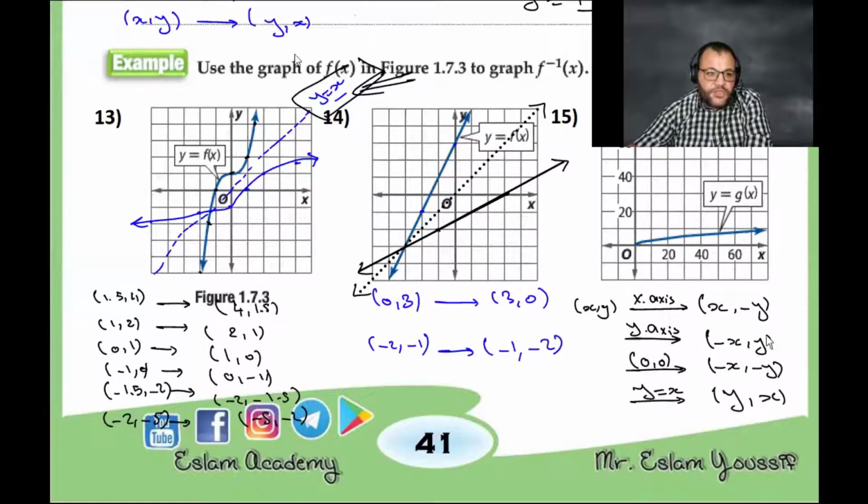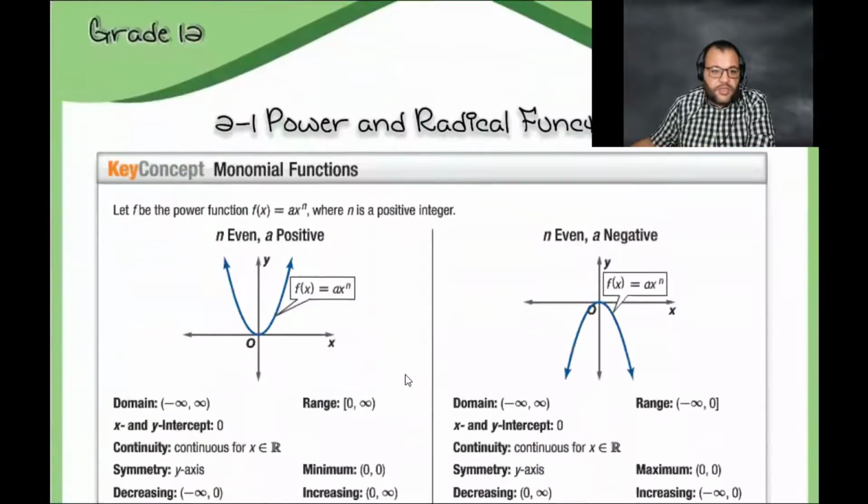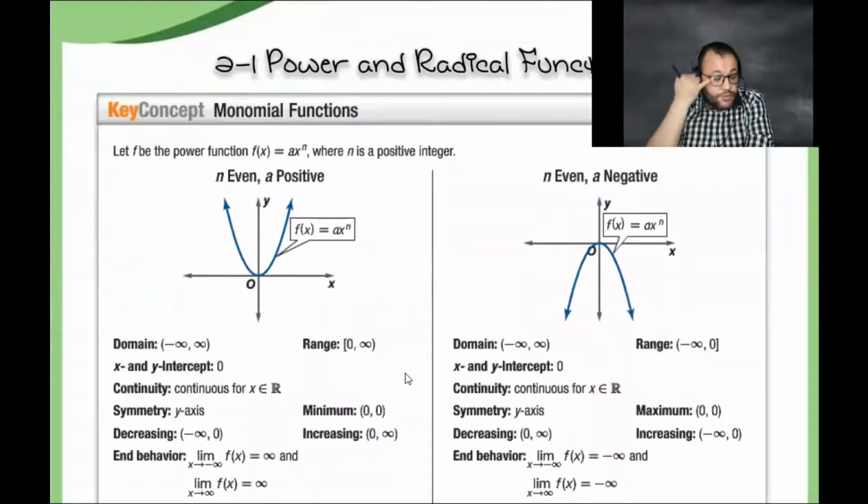So to find the inverse means to find the image of the graph by reflection across the line y equals x. Y equals x means just changing the order of the coordinates. That is the meaning of the reflection. That was the last point for chapter 1.